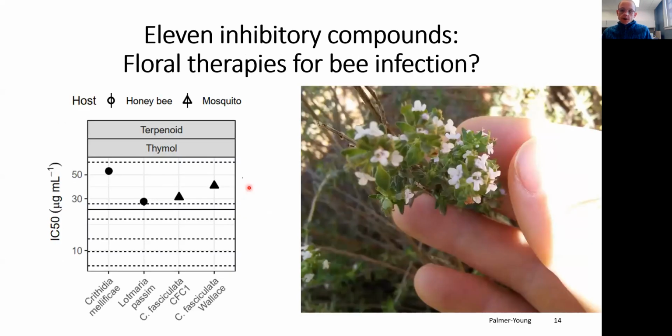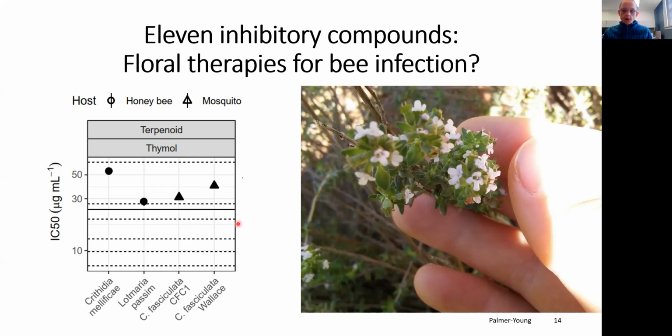Of the compounds tested, 11 had quantifiable inhibitory effects on bee and mosquito parasites. Some of these, such as thymol, have been recorded in floral nectar at concentrations comparable to those needed for parasite inhibition, between 20 and 30 micrograms per milliliter. That suggests the potential for antiparasitic floral resources to mitigate bee infection.